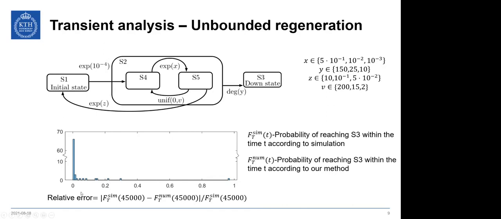By looking at the relative error, we can see in this histogram that most of the models actually had close to no error at all. And even for the worst of all the models, the error was still below 1. Since when doing safety analysis you are more interested in the magnitude of the probability of reaching the down state and not the exact value, for each of the models we actually got an acceptable result from our method.